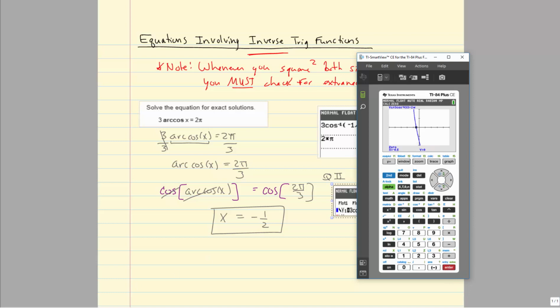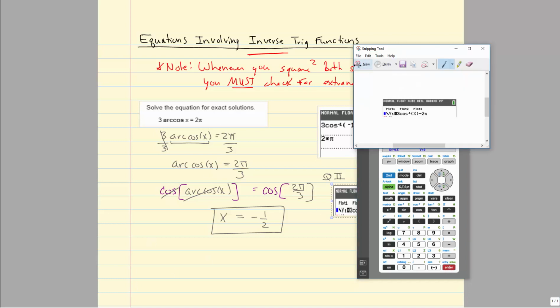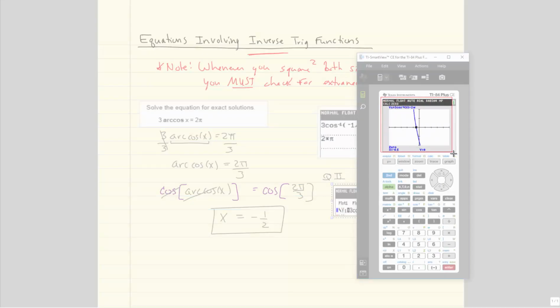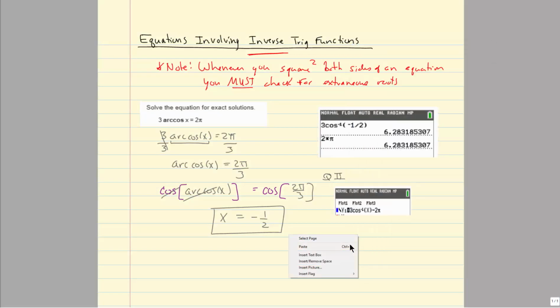And we can see it's 0.5 here, so this does check. So you can check your answers for sure on your calculator, but again, you have to be able to show that work by hand as well for credit.